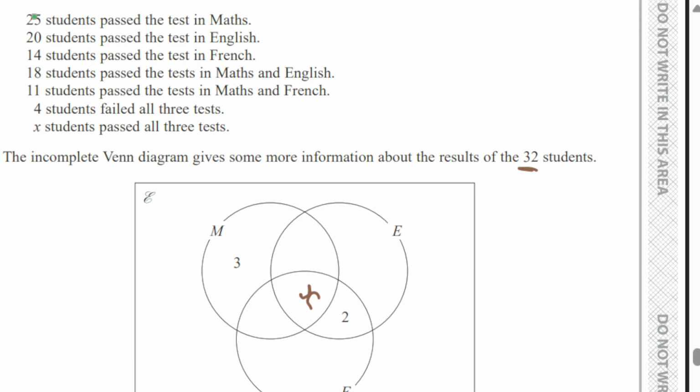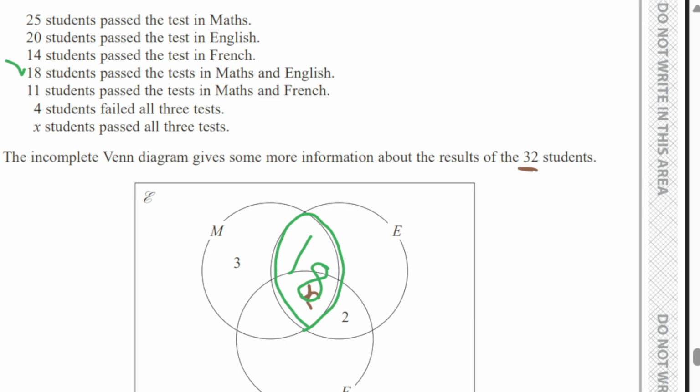The first part here is saying the math students is 25. So this circle here is 25. 20 students in English, so this is 20, and 14 in French down here. Now let's look at this very important information. 18 students passed math and English. Math and English is here. So all this is 18, including the x, right?